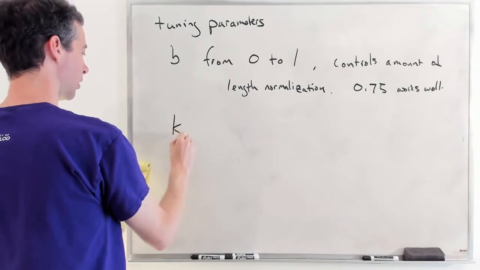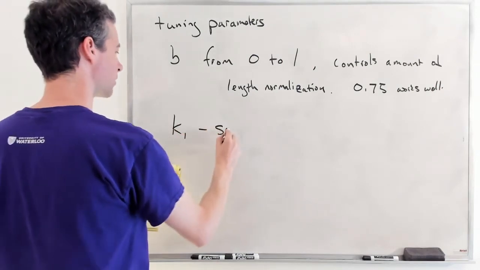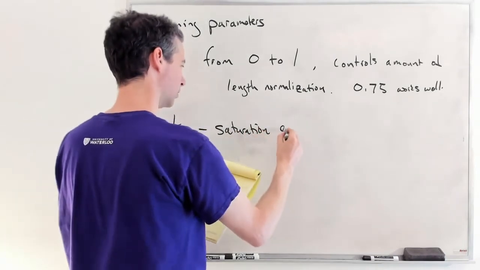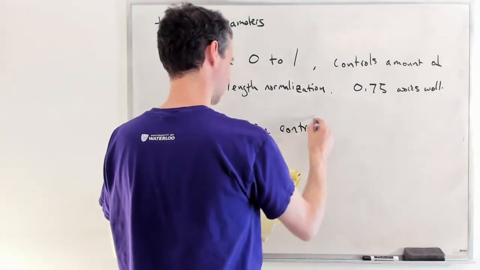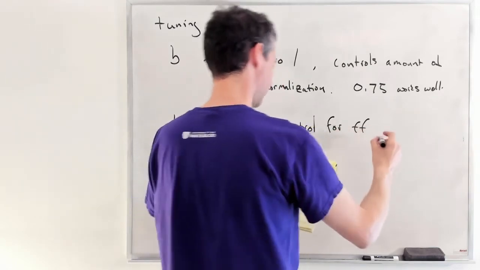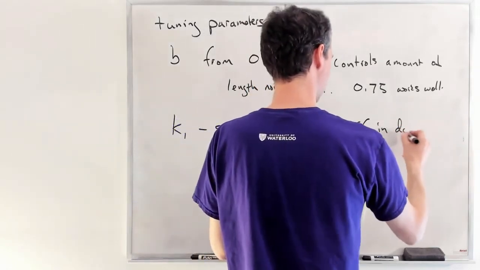All right, what's K sub 1? This is the saturation control for the term frequency in the document.